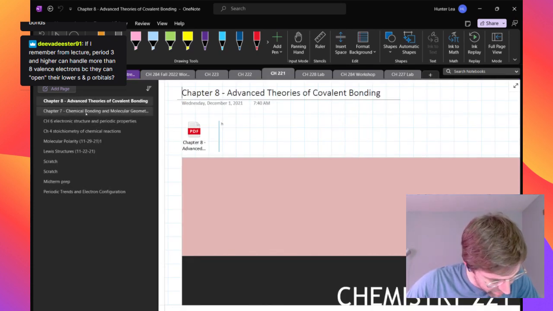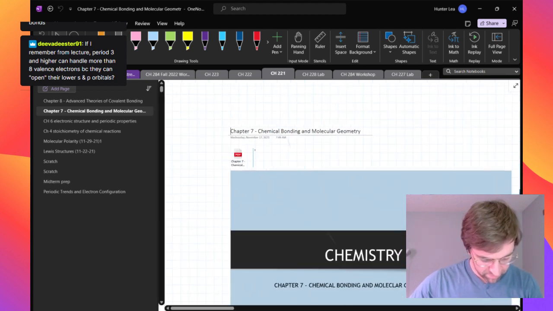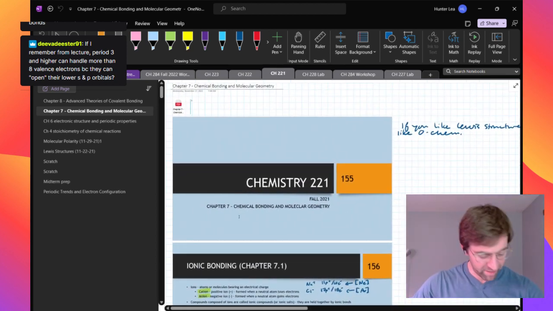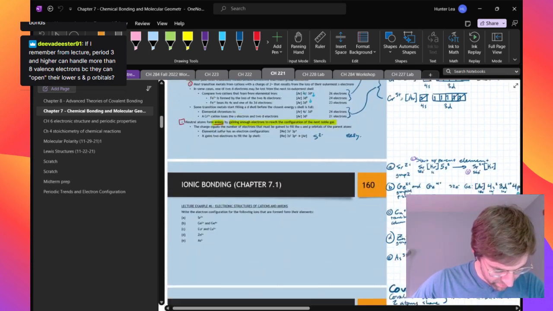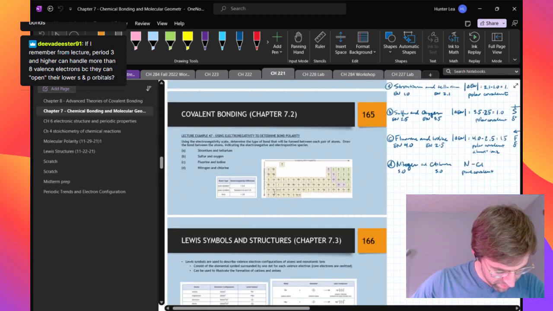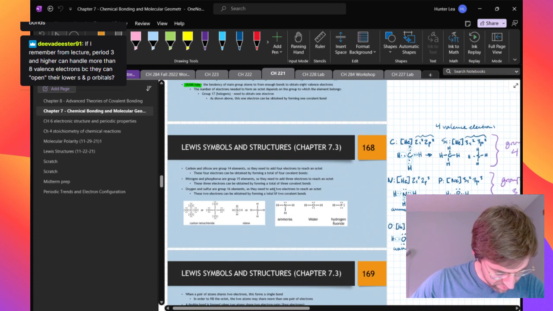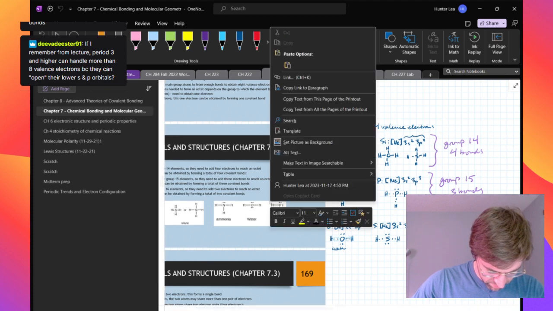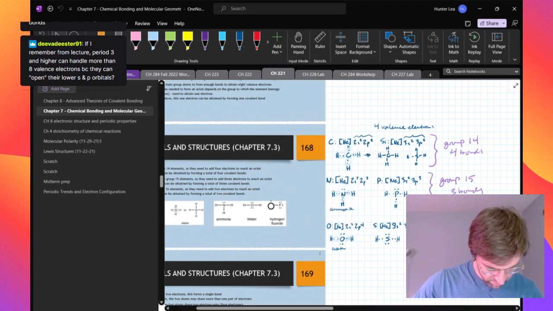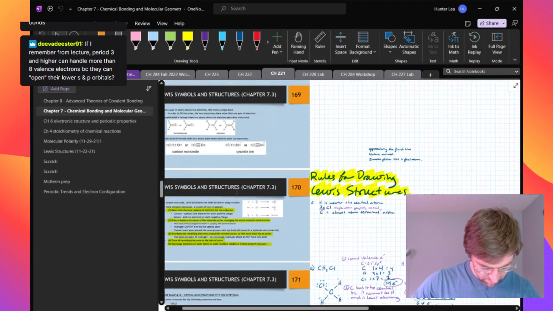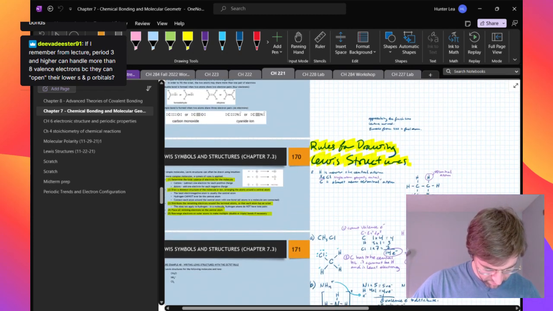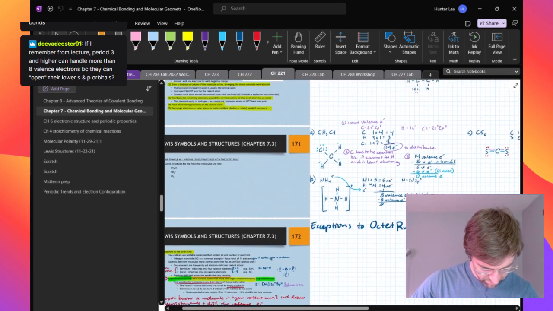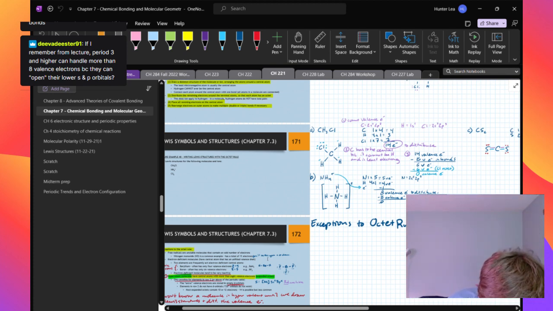221, chapter 7. You're about to take a peek inside my brain here. Ionic bonding, covalent bonding, Lewis symbols and structure. Exceptions to the octet rule.